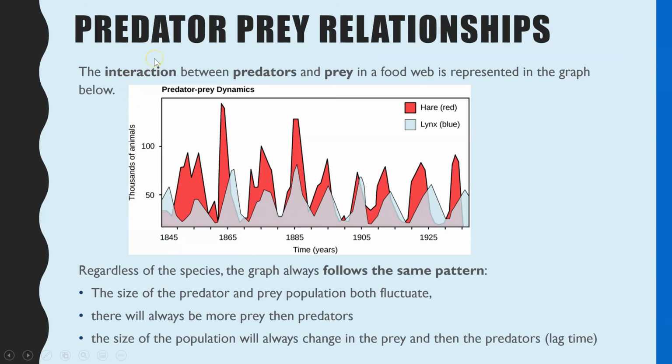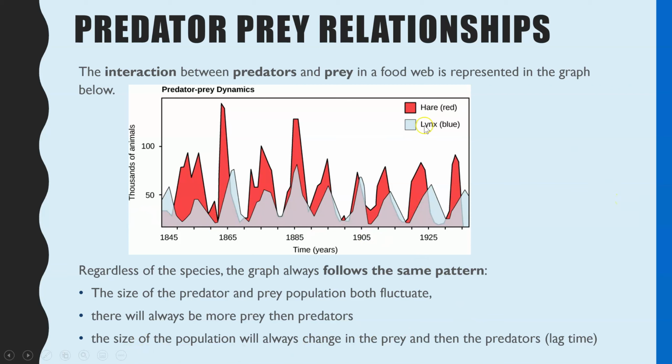So that takes us on to the predator-prey relationships. So the interactions between predators and prey within a particular ecosystem will typically follow this style graph. And you could be asked to either describe or explain the patterns on a predator-prey graph. And what I've just done is picked out the key patterns that you will see for any species.